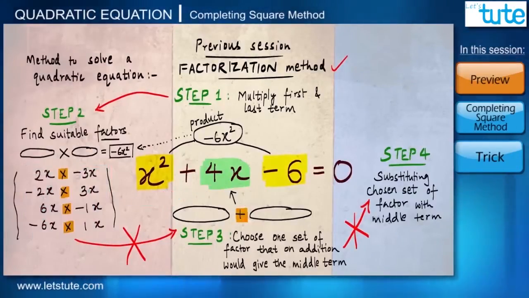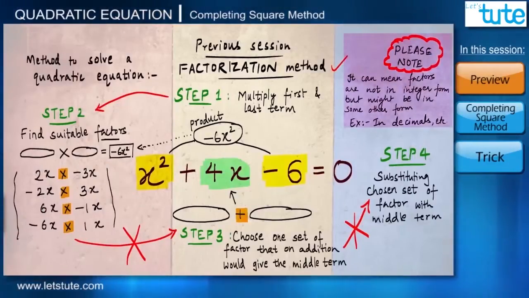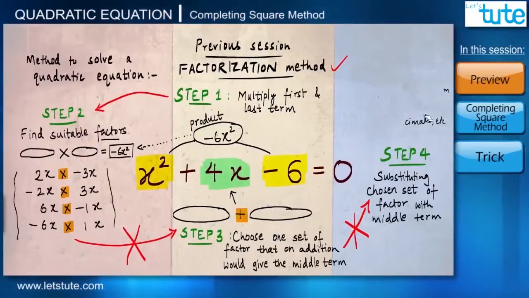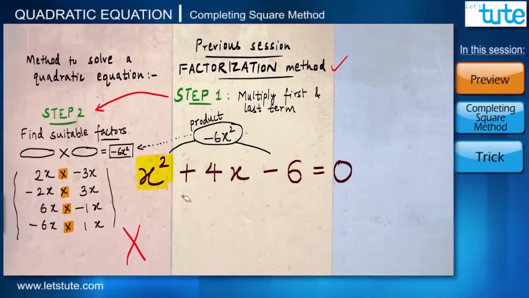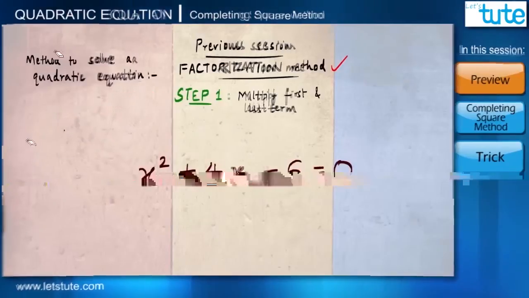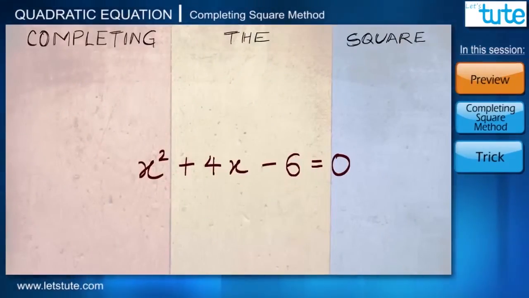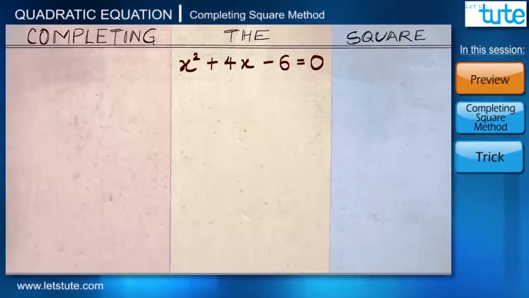Now, at this point, I would like to say it doesn't mean that the factorization method is ineffective or cannot be used. What it only means is factors are actually not in an integer form for this particular example, or they might be in some decimal form, and it can become really tedious to find them manually. So, instead of going for factorization method and then finding out that it is difficult to find factors, we can really save our time if we opt for the foolproof method instead, which is called completing the square method.